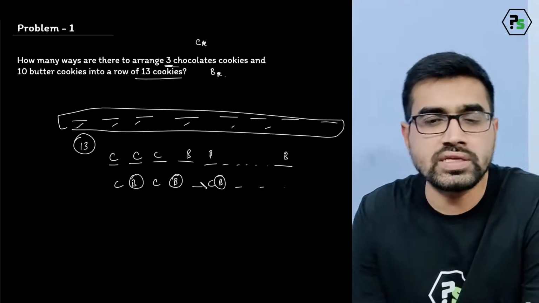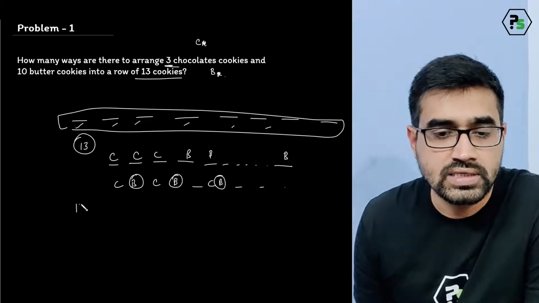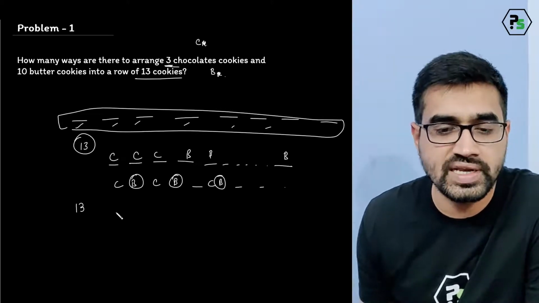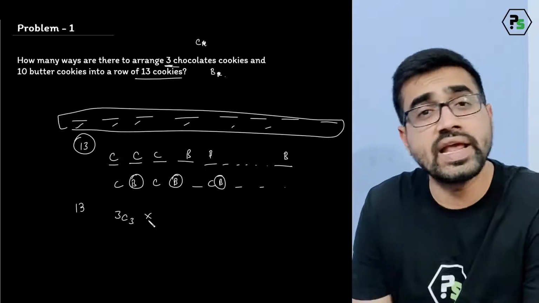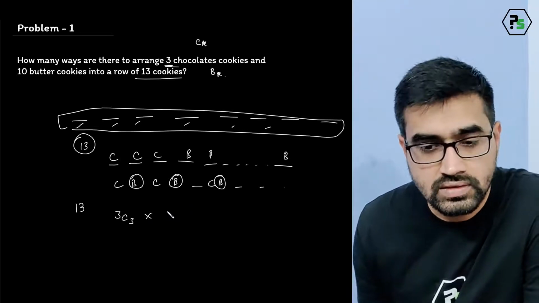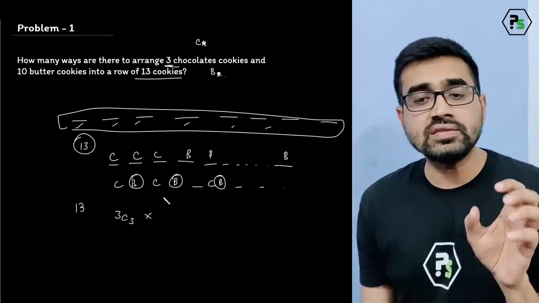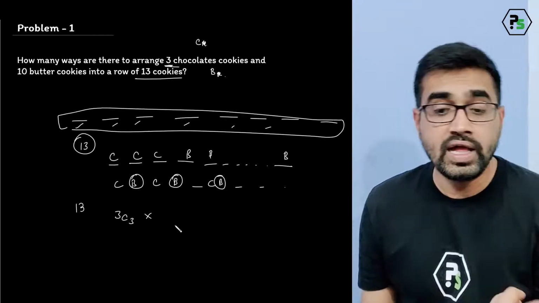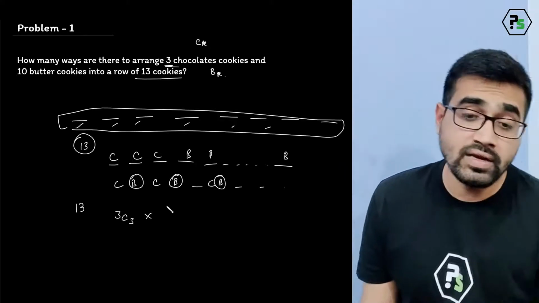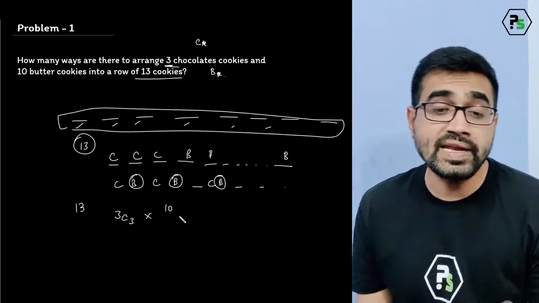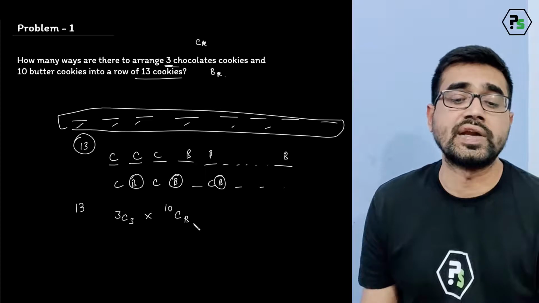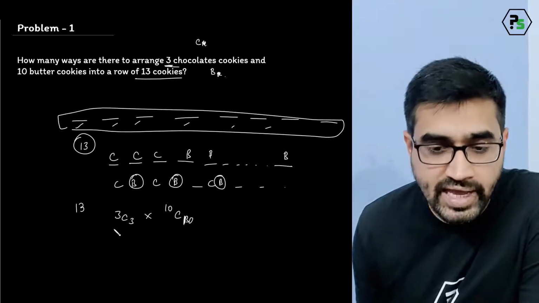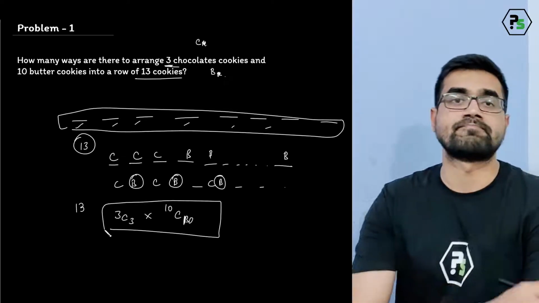If you notice, it's just 13 places. So the first is 3C3, because you are selecting all 3 chocolate cookies, and then you have to select 10 butter cookies, so 10C10. You get it? Can you simplify and tell me the answer here?